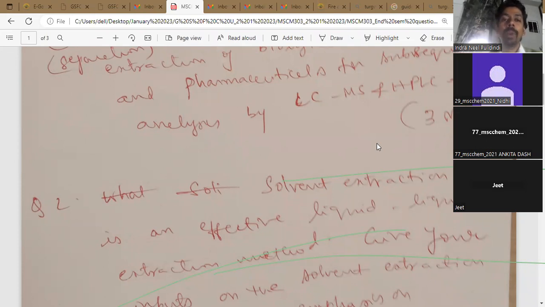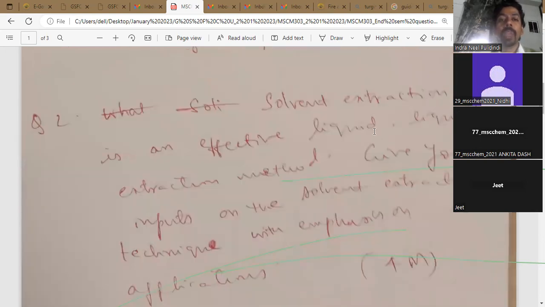What I suggest is, continuing further, we have very limited time. Question number 2, which is very important as far as analytical chemistry is concerned, is solvent extraction. This is based on solvent extraction. How much should we write, sir? It depends on your knowledge. The more you write, the more I will be happy. Understand?